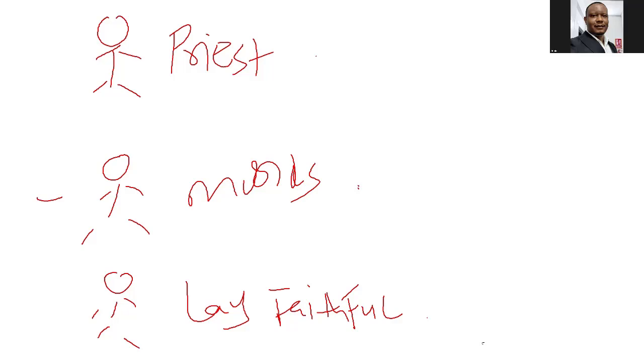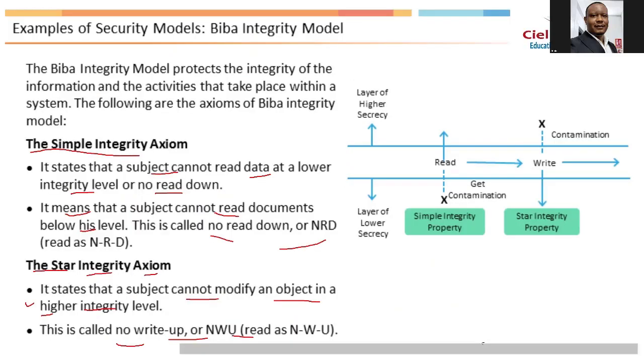So in order not to mess up your knowledge, you can see it's protecting integrity, data integrity. You cannot read down. You cannot read what someone at a lower level writes, because you are at a higher clearance or a higher security level, as the case may be. The same way a monk cannot read what a lay faithful writes, in order to also maintain his own sanctity or to maintain his own data security, as the case may be. So that's the idea of no read down.